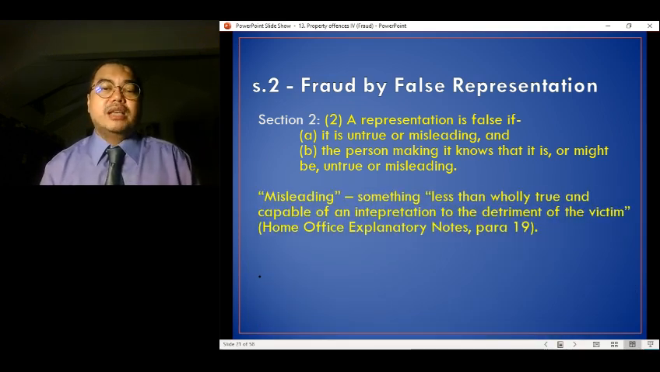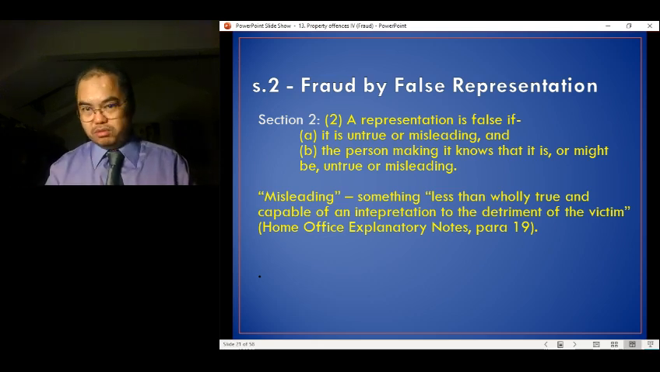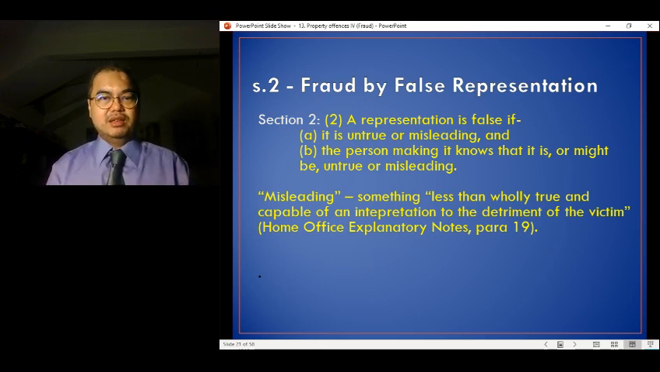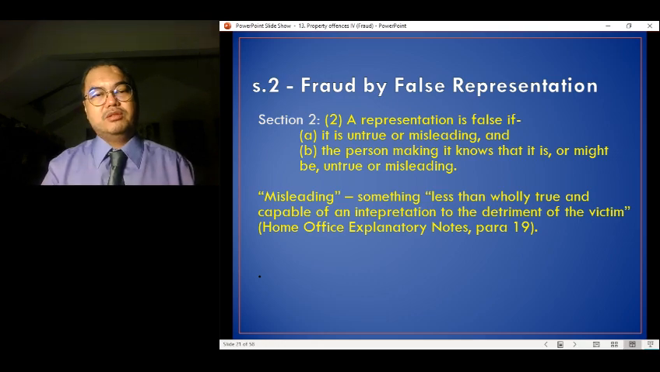Now, according to the Home Office explanatory notes, misleading means something which is less than wholly true, so it's not fully true, and this is a key part here, it is capable of an interpretation to the detriment of the victim. To the detriment of the victim. So that's what misleading means.